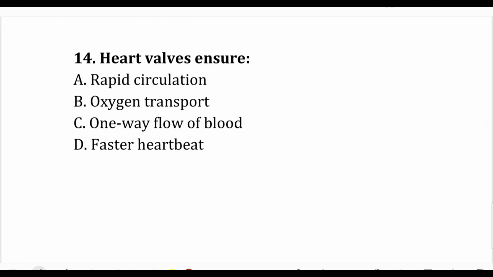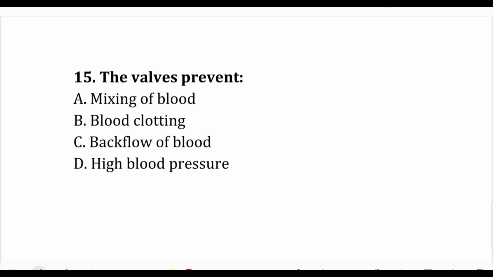Question number 14. Heart valves ensure A. Rapid circulation, B. Oxygen transport, C. One-way flow of blood, D. Faster heartbeat. The answer is one-way flow of blood. Just now we have studied 4 different types of valves which are located at different locations in the heart, and all the valves have the same function, that is, they ensure the one-way flow of the blood, that is, prevent the backflow of blood.